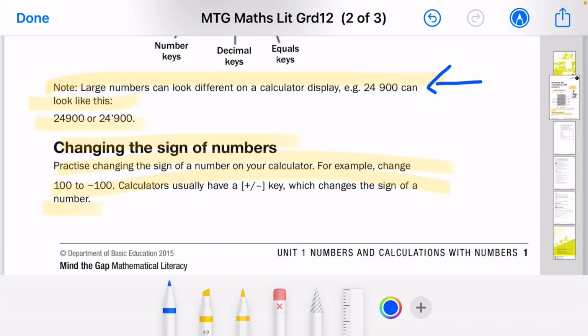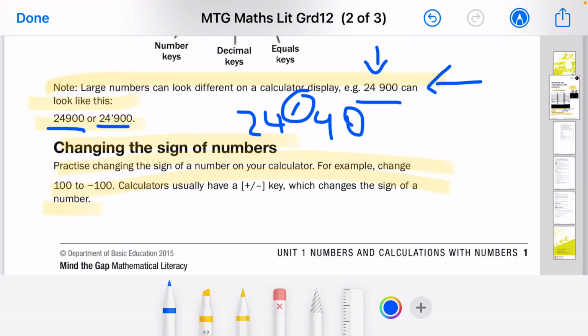Okay, so ladies and gentlemen, the other important thing that I need to talk about is that part. Note, large numbers can look different on a calculator display. For example, you've got 24,900, which can be written as 24 900 without a comma. Can you see, ladies and gentlemen, the difference there is that you've got a space, and again there you've got that apostrophe, ladies and gentlemen. I'm not really sure if in English it is called an apostrophe, where it's 24'900.